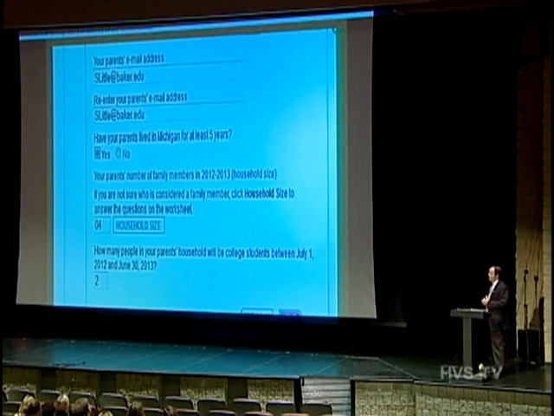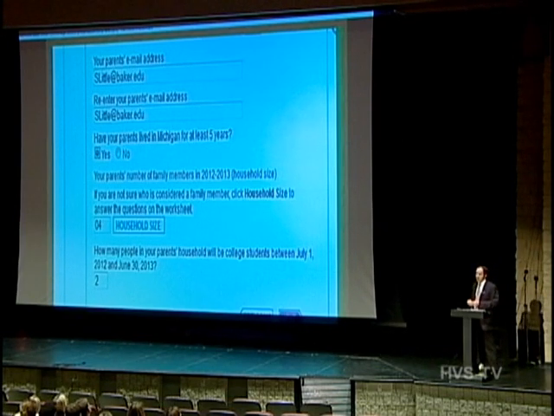Next slide, they want to know my parents' email address. The next question is another state question. Have my parents been a Michigan resident for at least 5 years, yes or no? Next question, they want to know the household size. That would be the number of people that are going to be in the household for the next school year. So in our example, we've got mom, dad, brother, sister.